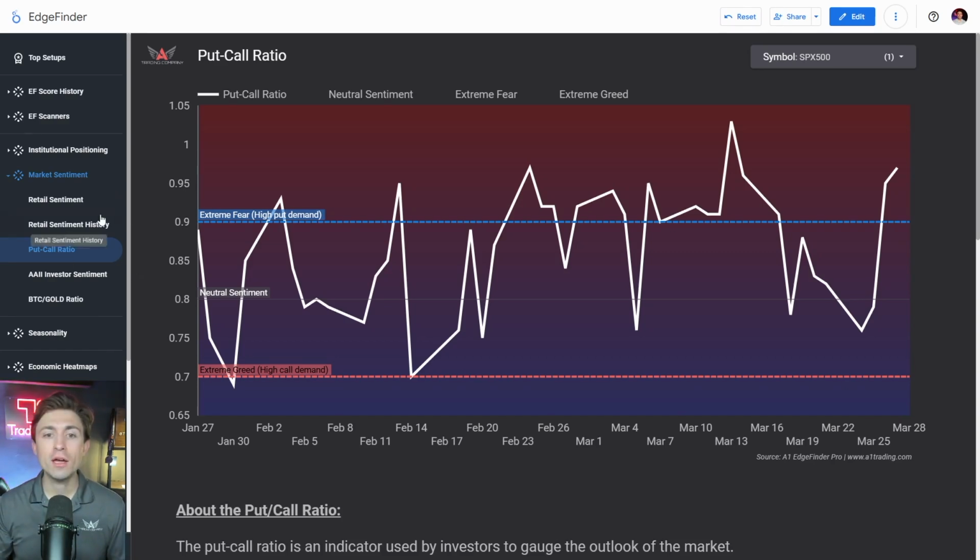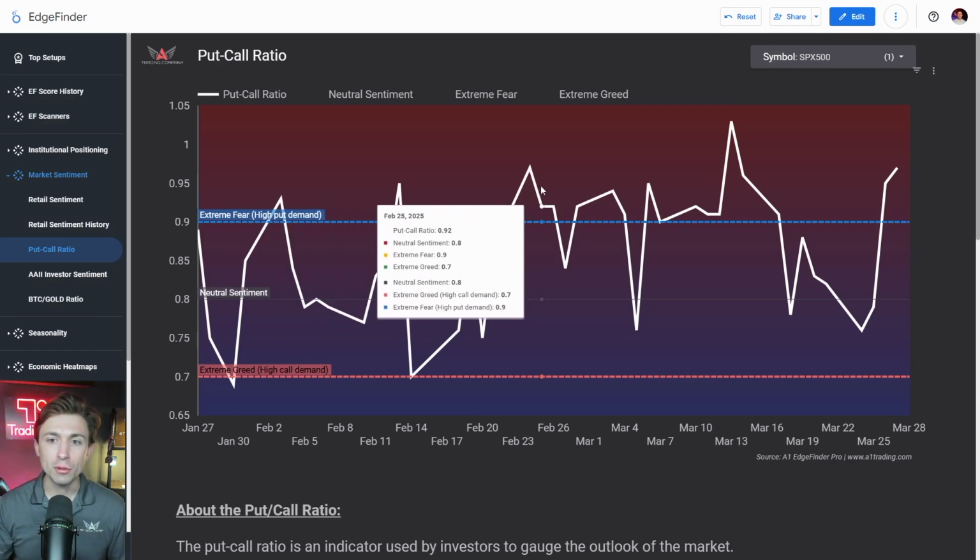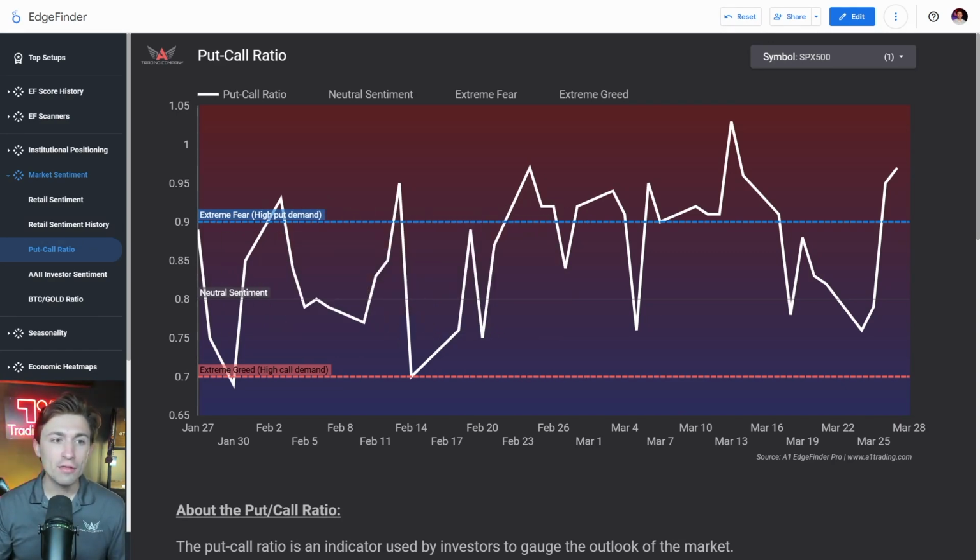For example, when this chart gets very high, when the put to call ratio gets high, that is showing you that we've reached extreme fear and there's a huge demand for puts. People are buying puts aggressively, making bearish bets on the market. And when this chart goes very low, that's showing you extreme greed has been hit. People are buying calls at a rapid rate.